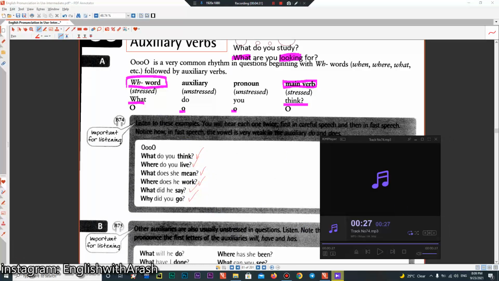Yeah, again, you see stress is on the bold parts: the WH word and the main verb.